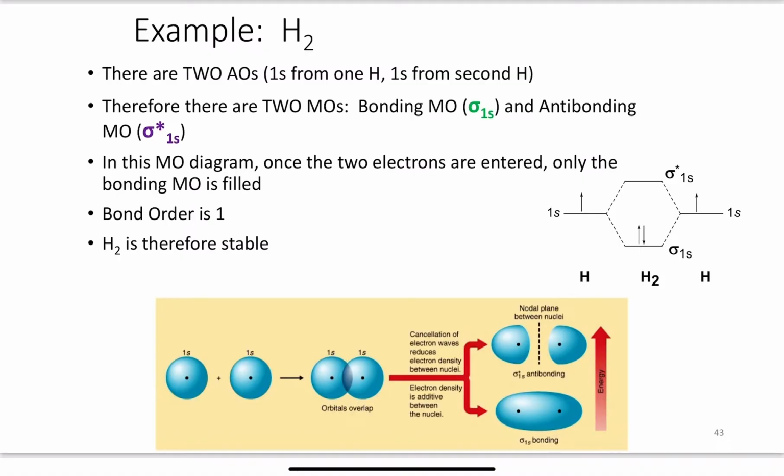Okay, so for hydrogen, there are 2 atomic orbitals, a 1s from each hydrogen. So hydrogen has 1s, 1 electron. We're going to recreate what's over here, but we've got your 1s with its 1 electron. We have your second hydrogen, also with its 1s, 1 electron. So 2 atomic orbitals, 1s from one hydrogen, 1s from the second hydrogen. Therefore, there are 2 molecular orbitals. 2 orbitals in, 2 orbitals out.